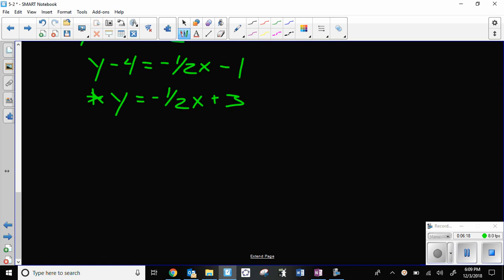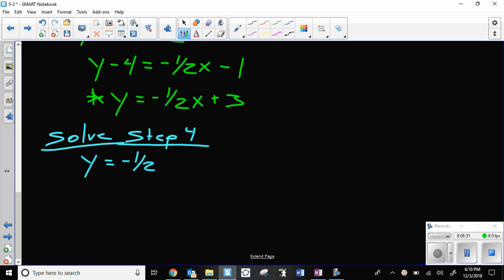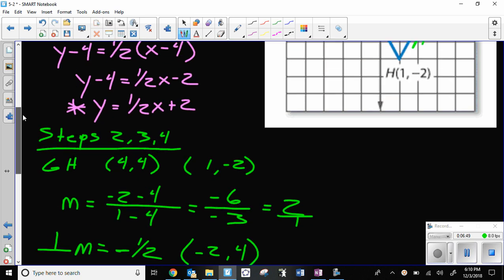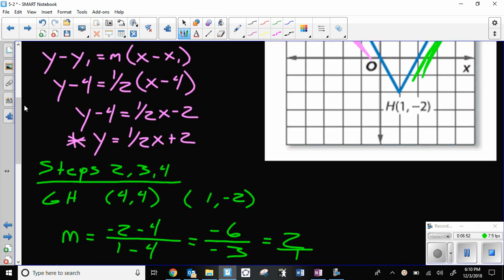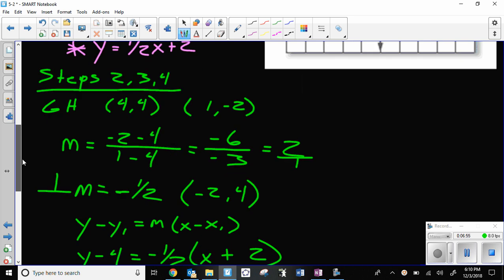And then we're on to our last step. Our last step is to solve and find the point of intersection. This is step 5 now. I'm going to use y equals -1/2 x plus 3 and y equals +1/2 x plus 2. I need to double check: +1/2 x, yep, plus 2. So I've got my two equations.